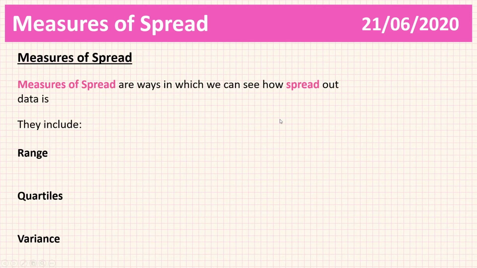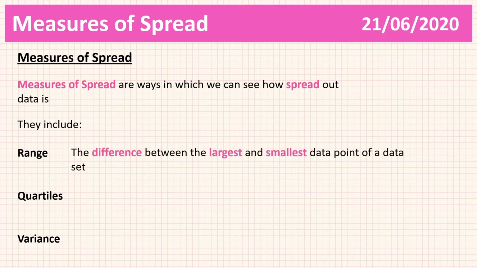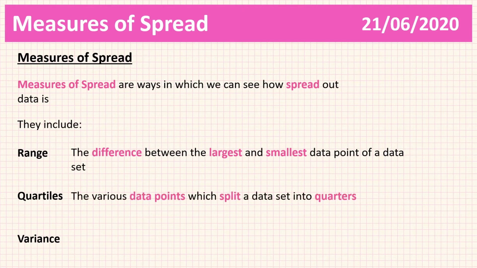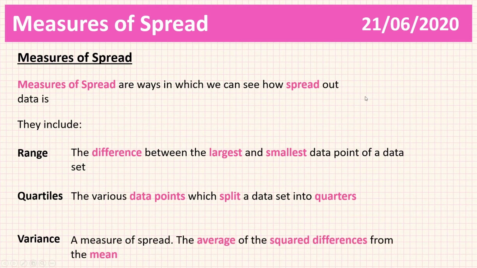Okay, so let's get some definitions down. Our first definition is for the range. The range is the difference between the largest and the smallest data point in a data set. So you take the biggest one and you take the smallest one, you find the difference between the two. Quartiles are the data points that are the quarters of a data set. So each quarter of the data set. So 1 quarter, 2 quarters would be the median, and then 3 quarters. The 1 quarter and 3 quarters are what we call the quartiles, and the last one is your variance, and that is the average of the squared differences from the mean.